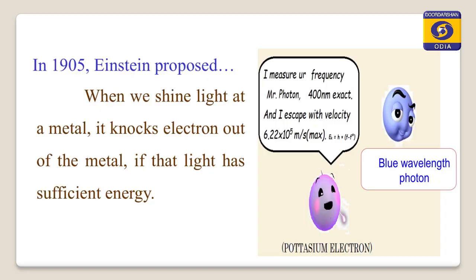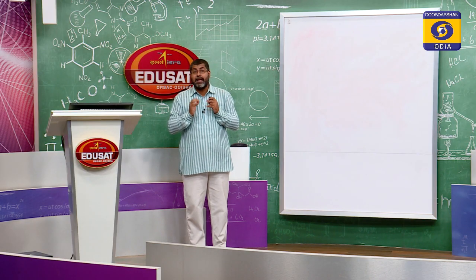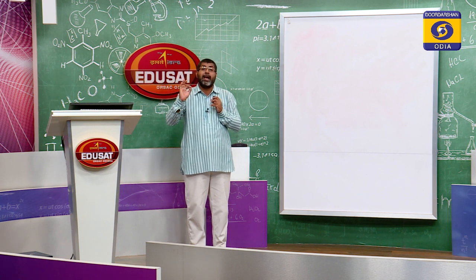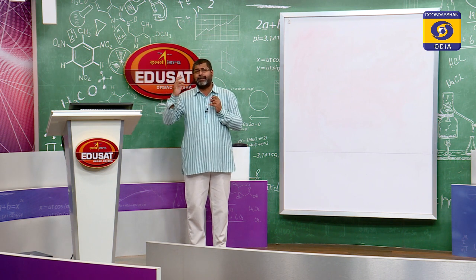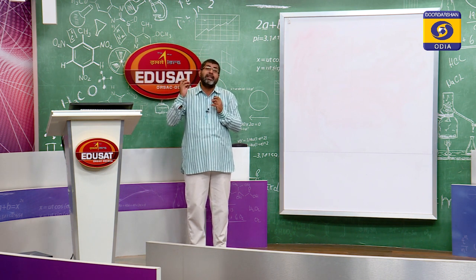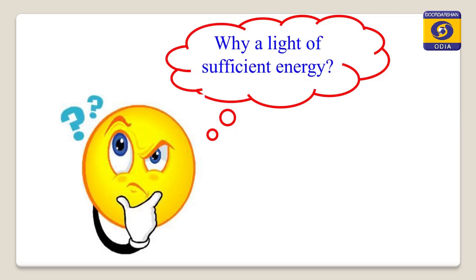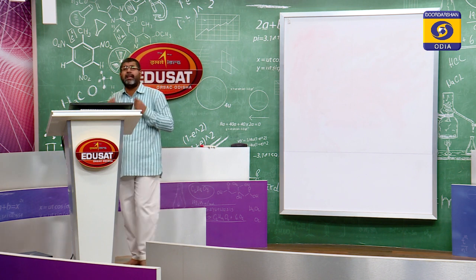When we shine light at a metal, it knocks electrons out of the metal if that light has sufficient energy. And perhaps I can say this is the experiment that has confirmed that light also has a particle nature, that light can behave as a particle depending upon the experiment that we conduct. Now, what do we mean by saying that light has sufficient energy?